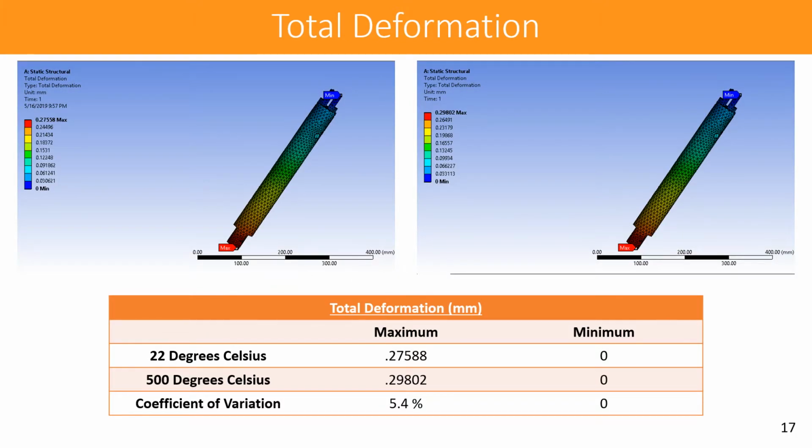So here we'll have the total deformation curves. On the left-hand side, we have the 22 degrees Celsius, and on the right-hand side, we have the 500 degrees Celsius. Between these two, you can see there's only about a 5.4% coefficient of variation between the two, and because of the increase of temperature, you can see also an increase in the total deformation from one to the other.